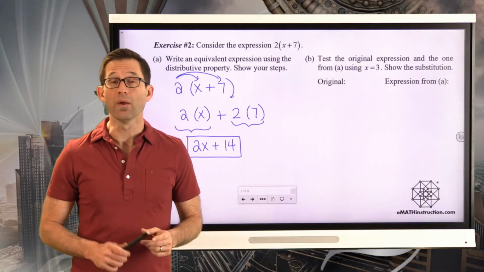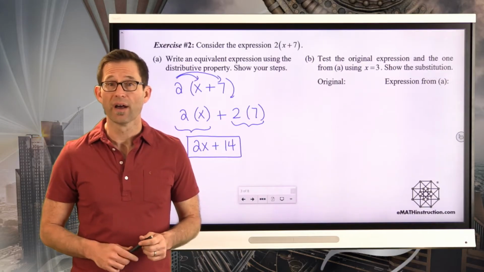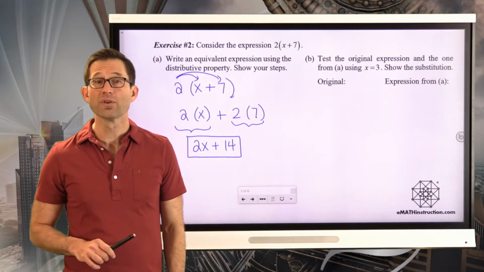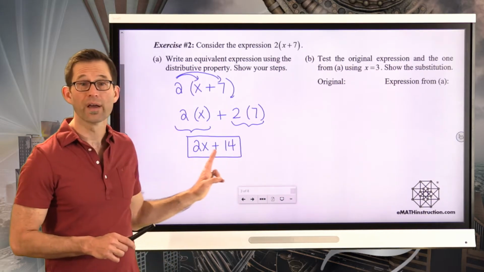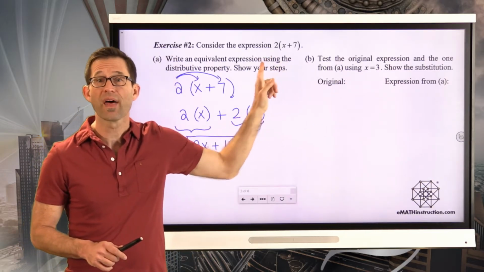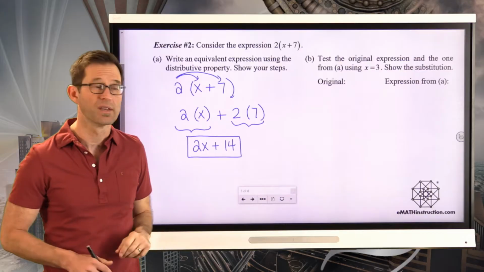Let's do that in letter B, where I supply you with a value of x. Letter B. Test the original expression and the one from A using x equals 3. Show the substitution. All right, well, let's do the original together and then have you evaluate this expression. So I'm just going to take x equals 3. I'm just going to plug it into that expression and figure out what it gives me as an output.